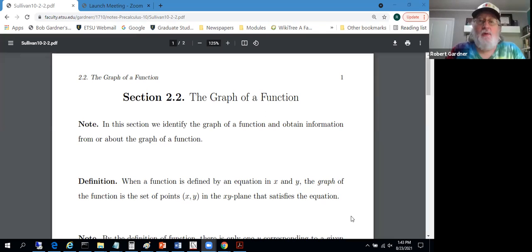Now on to section 1.2, the graph of a function. Probably this should be called Introduction to the Graph of a Function. We'll spend the next 2-3 sections in this chapter elaborating on graphings of functions. In this section, we identify the graph of a function and obtain information from or about the graph of a function. So nothing in great detail in this section, but details to follow in the upcoming sections.